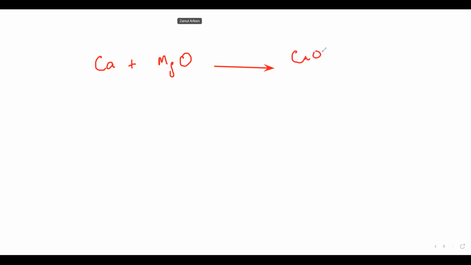So it turned into calcium oxide plus magnesium. Now we want to identify which change is oxidation and which change is reduction. There are three ways to check: one is by electrons, one is by oxygen, and another one is by oxidation number. Oxidation number is valid and can be used for any kind of chemical reaction.